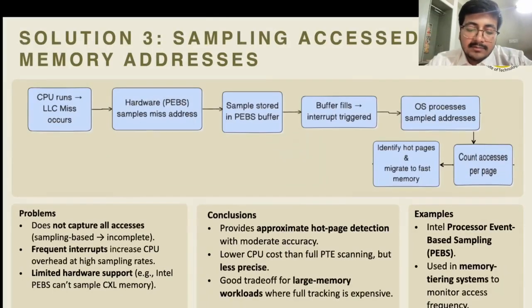The third solution is sampling accessed memory addresses. It uses hardware support like Intel's PEBS. When a cache miss occurs, PEBS can record the missed address in a buffer. When the buffer fills, an interrupt triggers the OS to process these samples and find which pages are accessed most often. This approach doesn't track every access but provides a good approximation with less CPU overhead. It's scalable and efficient, though slightly less precise. The limitation is that current PEBS can't sample CXL memory yet.